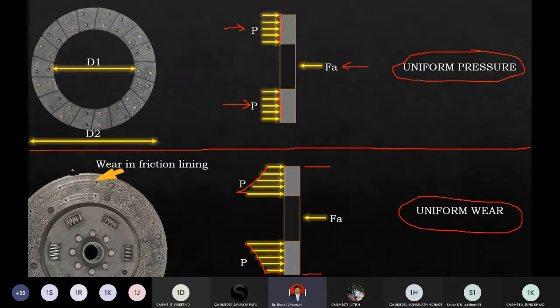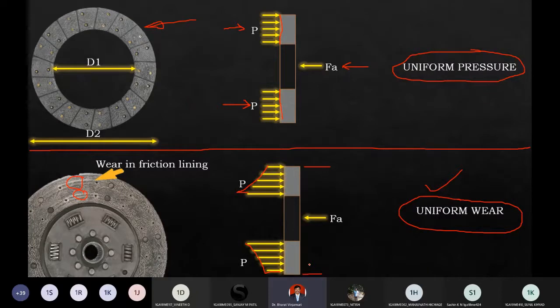You can try to see the surface. This is a new one. Now the second one, can you see these wear tracks? Whenever there is a wear track, the entire friction plate will become non-uniform. The same diagram will become non-uniform. In such cases I cannot go for uniform pressure any more, then I go for uniform wear.